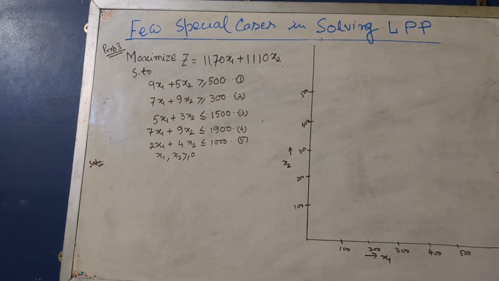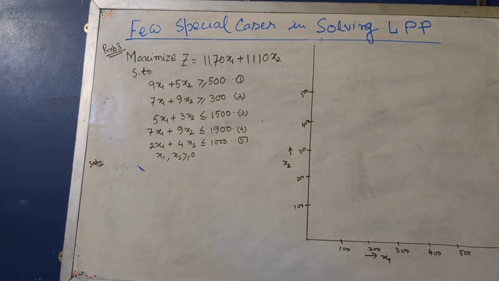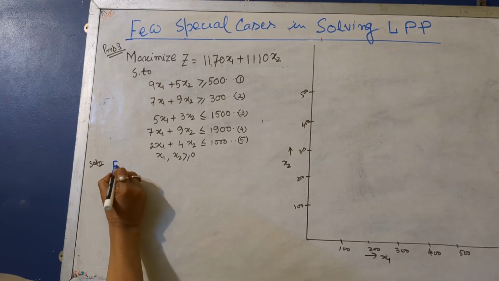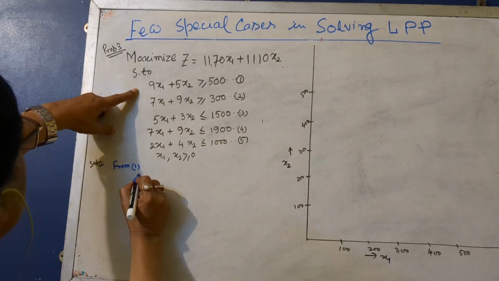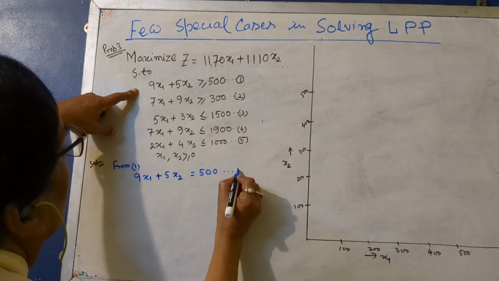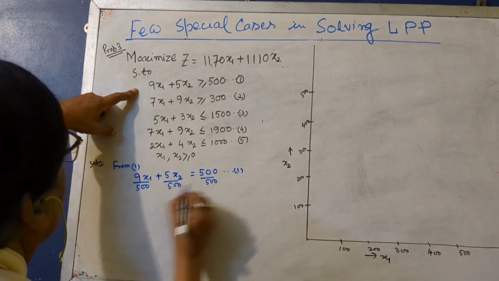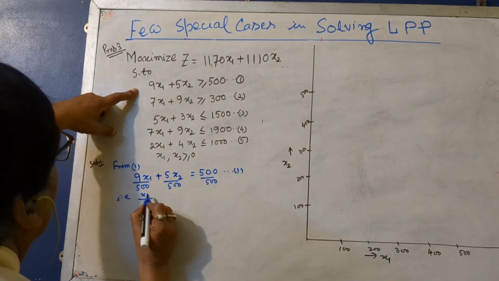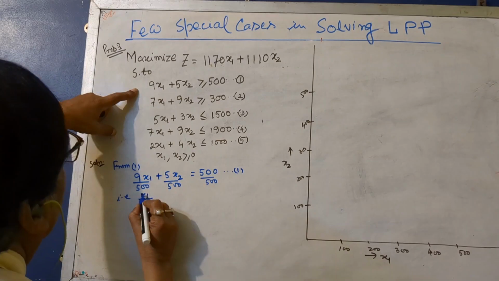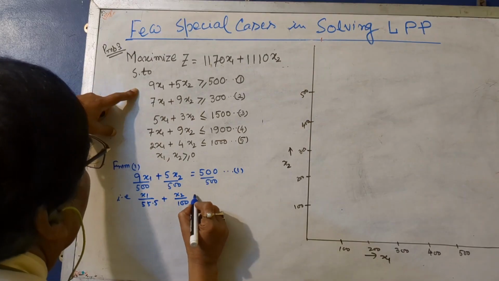One by one, I will take it. First, from 1, you can write 9x1 plus 5x2 is equal to 500. Dividing by 500, that is x1 divided by roughly 55 plus x2 divided by 100 is equal to 1.